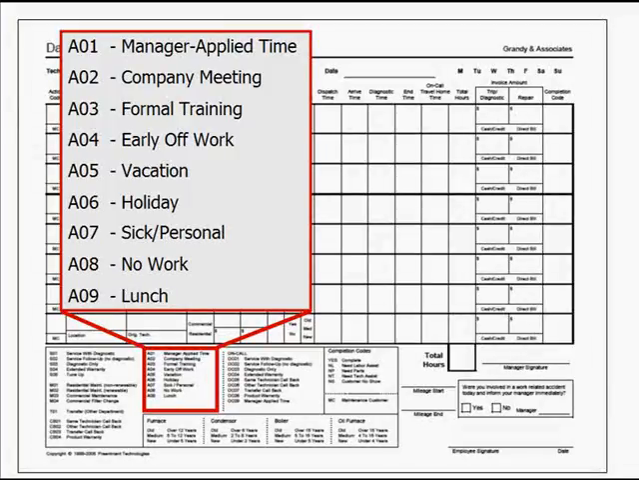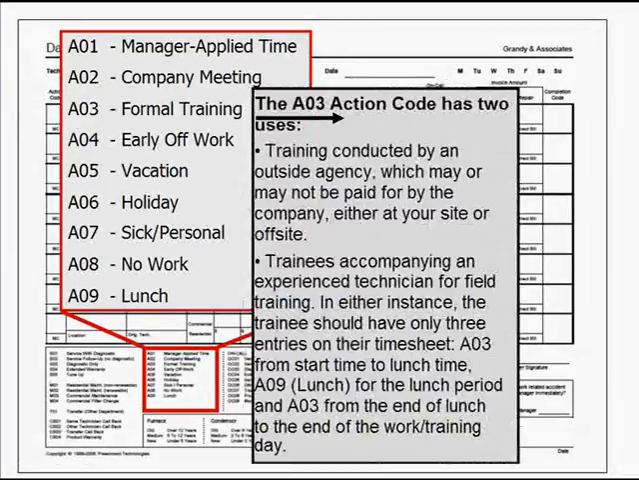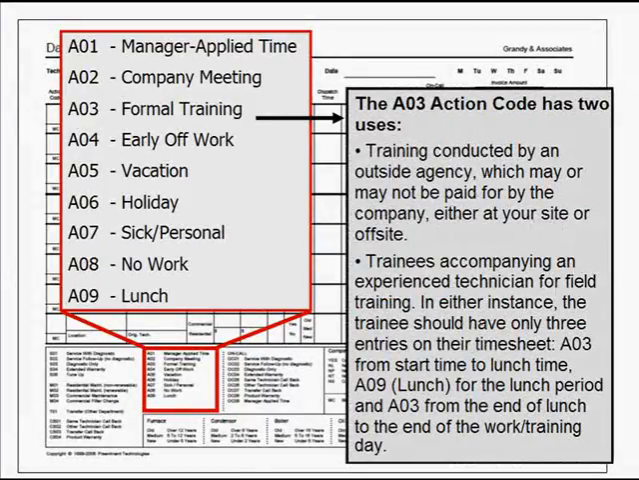AO3 is formal training. Formal training needs a little bit of explanation here. That can be training that's conducted by an outside agency, which may or may not be paid by the company, either at your site or off-site. AO3 is also used for trainees who are riding along with an experienced technician for field training. In either instance, a trainee should have just 3 entries in their timesheet, AO3 from start until lunch. Lunch itself will be AO9, and then when they get back to training, it'll be AO3 all over again.